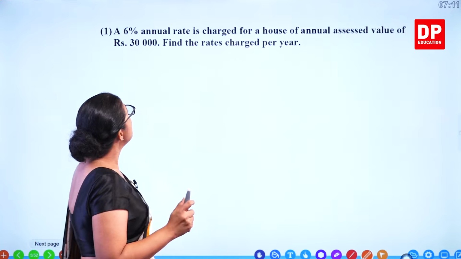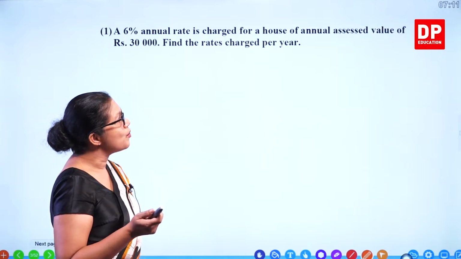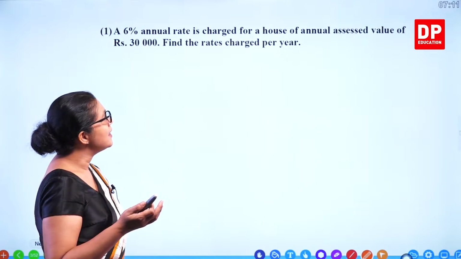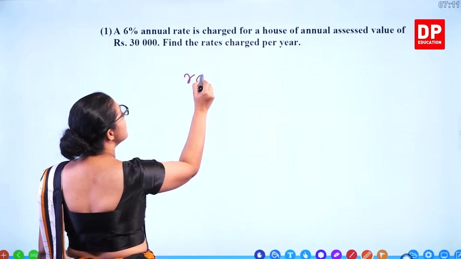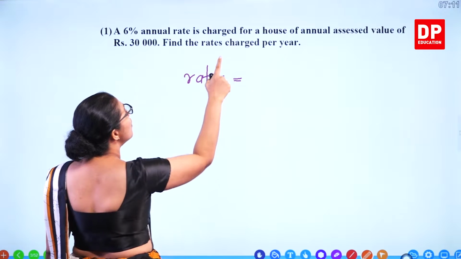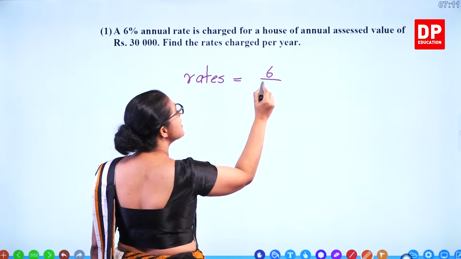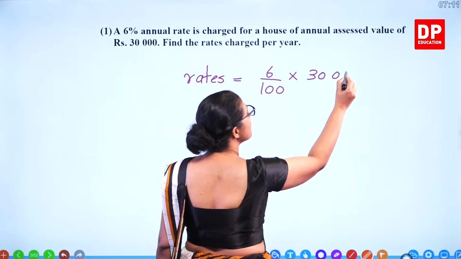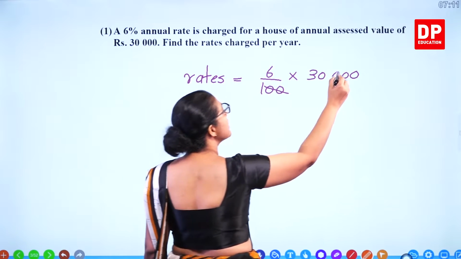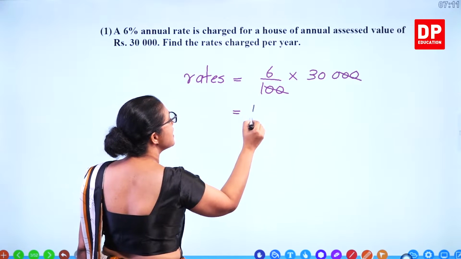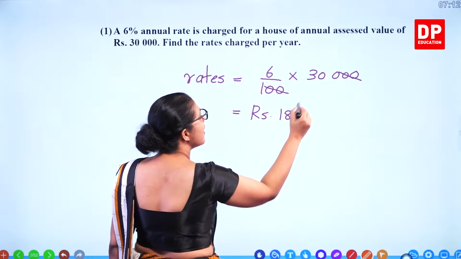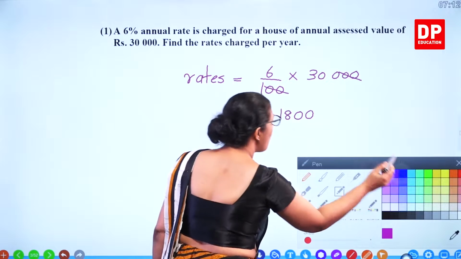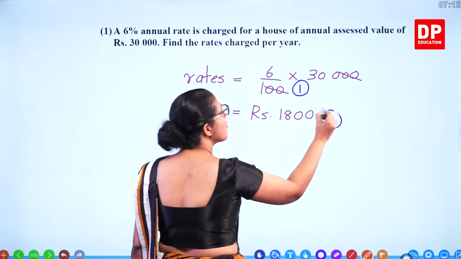Question number 1. 6% annual rate is charged for a house of annual assessed value of 30,000 rupees. Find the rates charged per year. So how do you find the rates? Rates is equal to 6%. 6% means 6 over 100 times the value, which is 30,000. Now simplify. 2 zeros get cancelled out. 6 times 3, 18, and 2 zeros, 1,800. So you get 2 marks, 1 mark for this method and 1 mark for the answer.